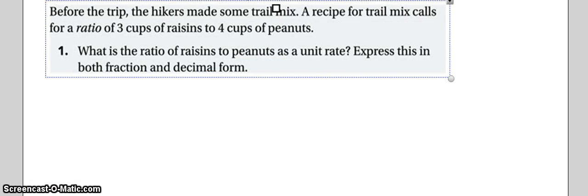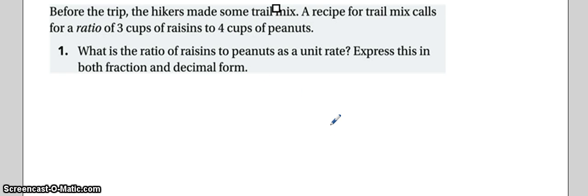So let's take a look up here at the next problem. Before they go on this hike, these hikers make some trail mix. And the trail mix calls for a ratio of 3 cups of raisins to 4 cups of peanuts. So we're going to write this ratio of peanuts and raisins as a unit rate. Before we do that, we need to write the ratio of raisins to peanuts, first off, as it calls for here. So the ratio would be 3 cups of raisins.